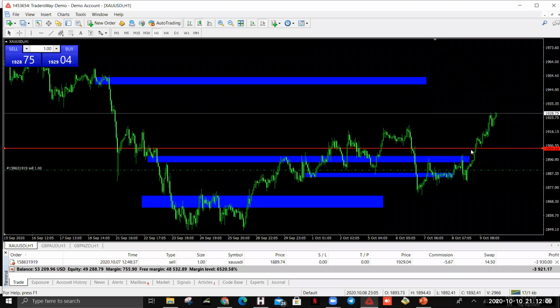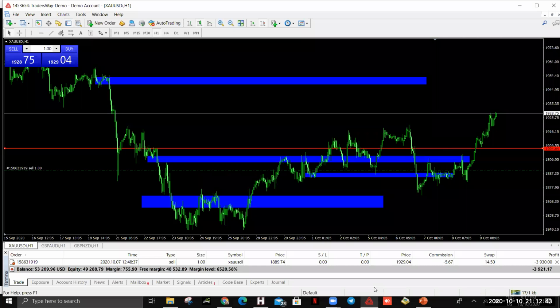Now, there was no stop loss here. If price keeps going up and up, this figure will keep increasing. This minus 3,921 will keep increasing till it gets to 10,000, till it blows out this $53,000 here. That is why you need to put a stop loss. If there was a stop loss here, the most I could lose would be about $1,000 or $900. But because there's no stop loss, price keeps going up and up and up. See the beauty of stop loss.